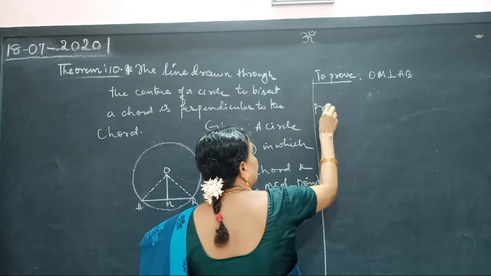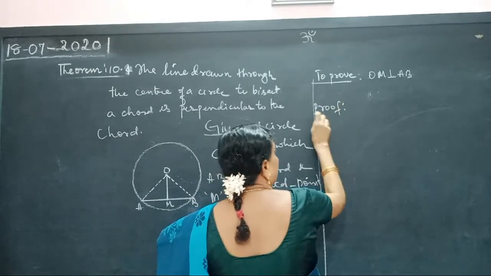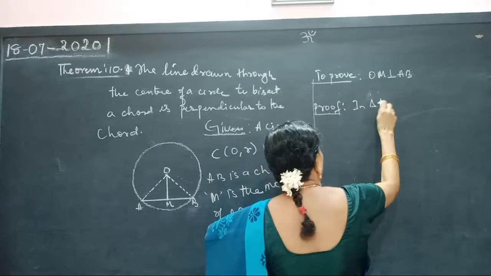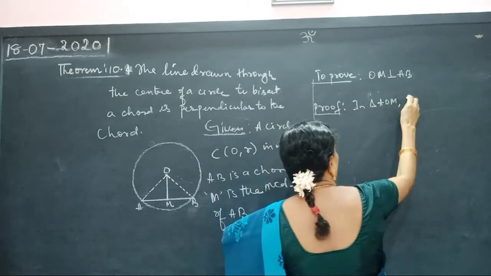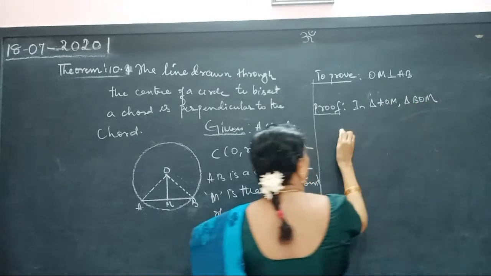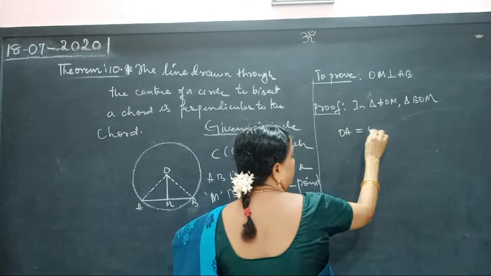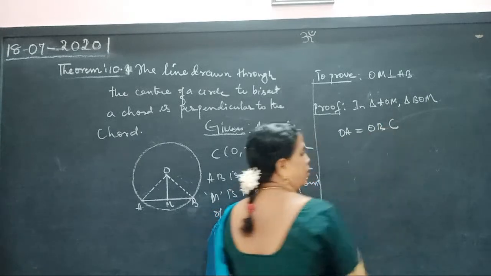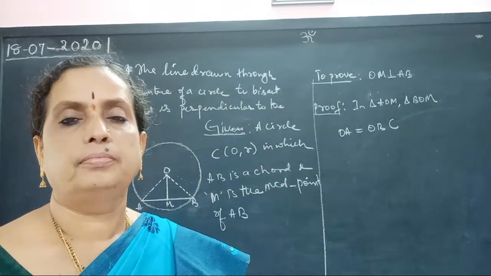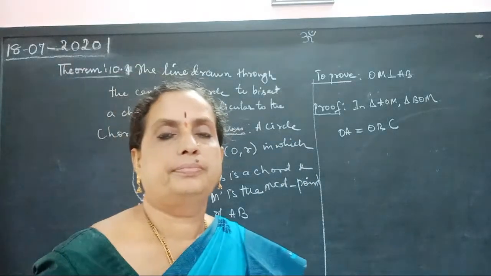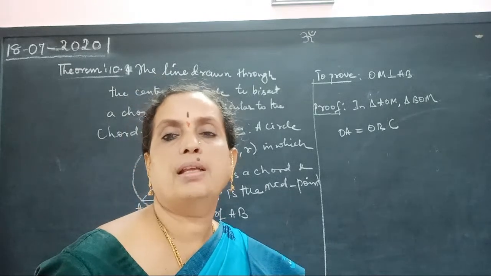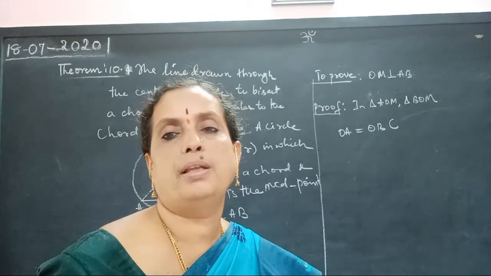Proof. In triangle AOM and triangle BOM, OA equals OB. Why OA equals OB? What is the reason OA equals OB?